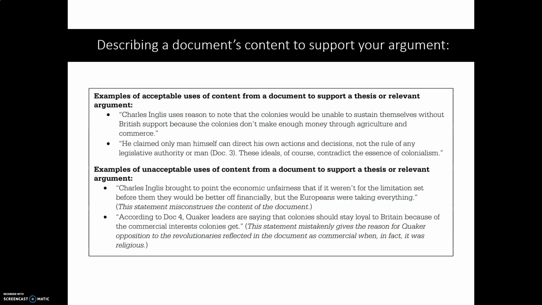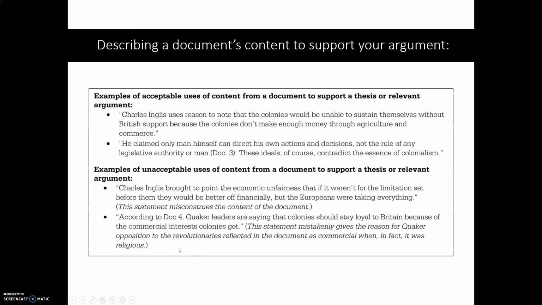Charles Inglis brought to point the economic unfairness that if it weren't for the limitations set before them, they would be better off financially, but the Europeans were taking everything. As it says here, this statement misconstrues the content of the document. According to document 4, this is our second unacceptable.